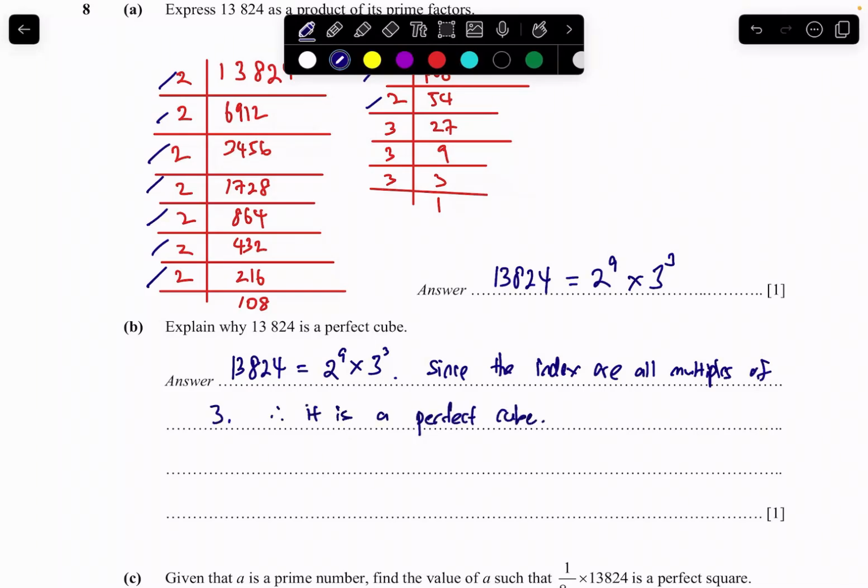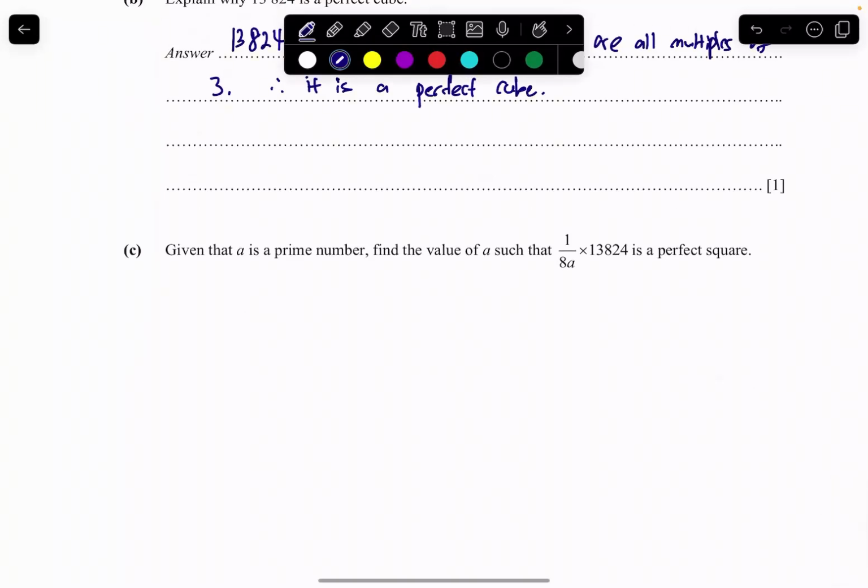Okay, next, C. Given that A is a prime number, find the value of A such that (1/8)^A times 13824 is a perfect square. Okay, so 1 over 8 power A, multiplied by 13824. Now, 13824 is 2 power 9 times 3 power 3. Now, what is 8? We can change the 8 into 2 power 3.